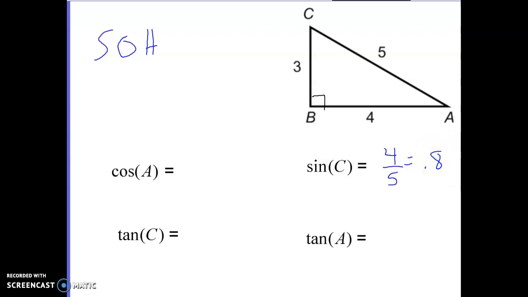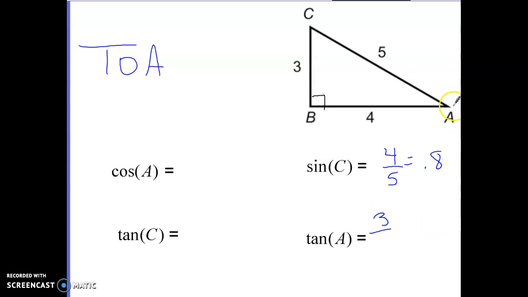Okay, let's do tangent of A. So come back up here. Tangent, TOA. All right, so tangent is opposite over adjacent. So I'm going to go to angle A. Opposite is here. That's 3.